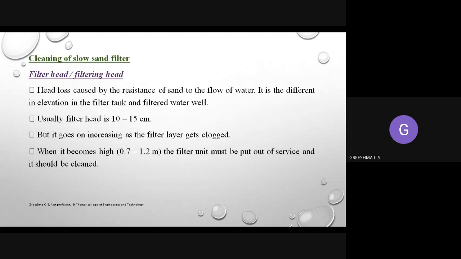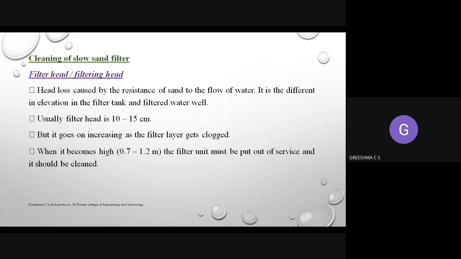Now, another important thing is cleaning the slow sand filter. It is working continuously, and water is continuously coming to the filter, so definitely the voids of the filter bed will get clogged as impurities come. So we need to clean the filter, and this is very important. At an interval of 1 to 3 months, you have to clean the slow sand filter.